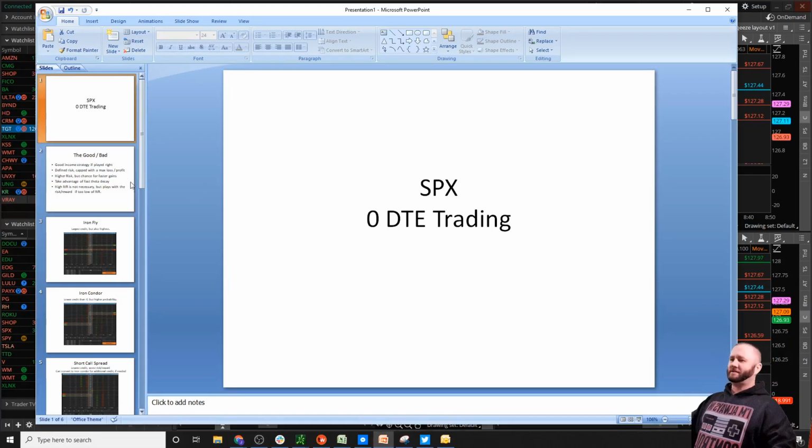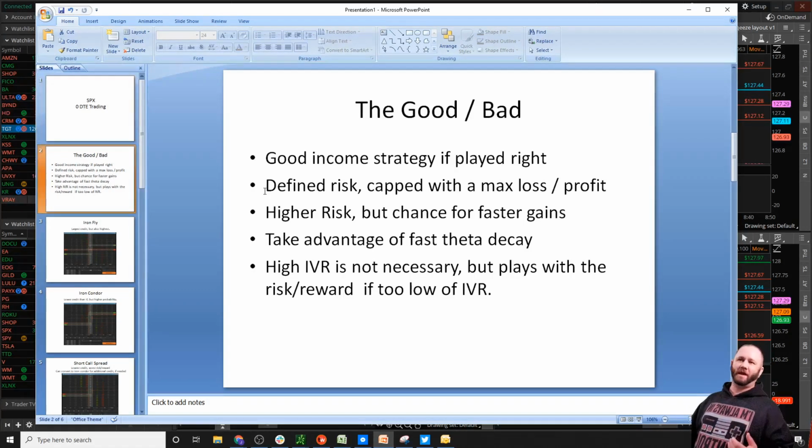What is it? Pretty much, the good and the bad. It's a good income strategy if you keep true to your plan, your stop losses, your profit taking. You can easily make $2 grand or more a month just doing this for an hour, 3 days a week. It's really good if you do it right. Again, it's another defined risk strategy, so you're capped at what you can make and what you can lose.